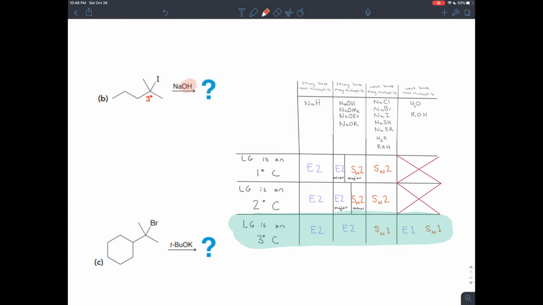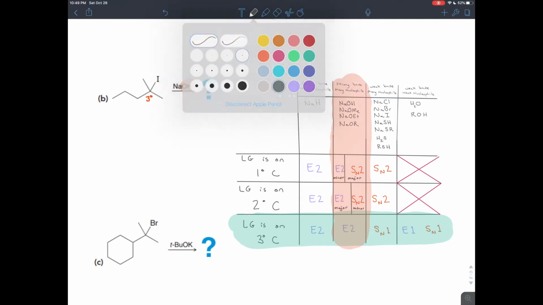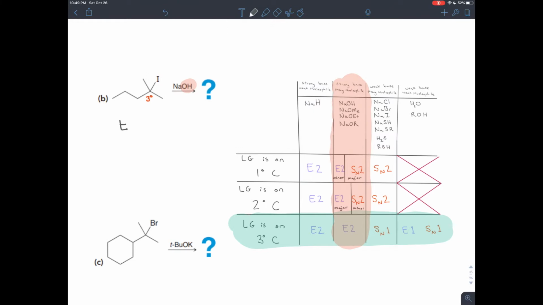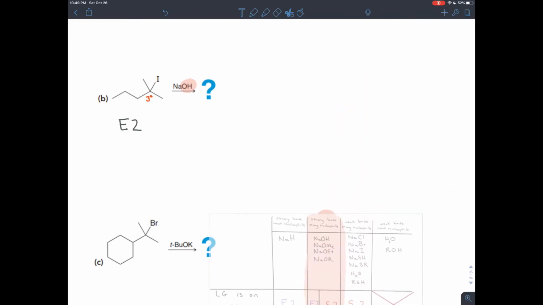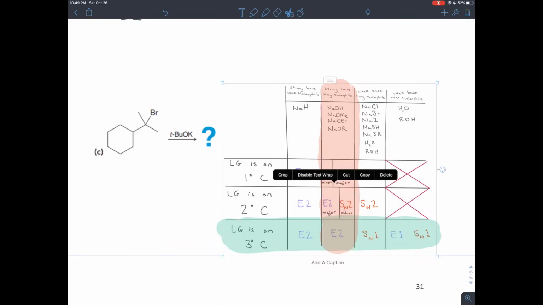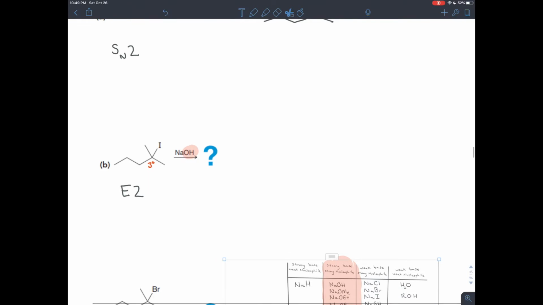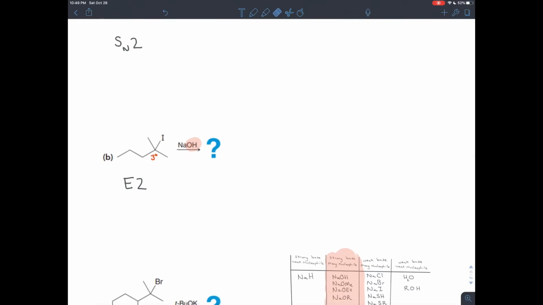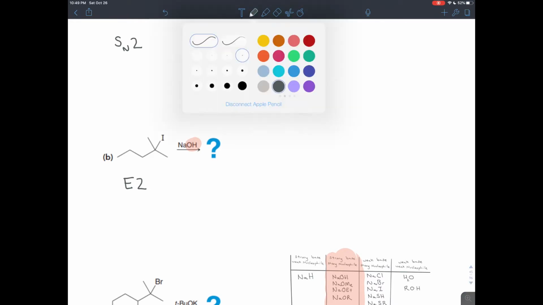Our nucleophile is OH, NaOH. NaOH is a strong base and a strong nucleophile. Now, the place where that column overlaps with the row that we have, we can see the mechanism. This is only going to give us an E2 mechanism. Whatever products we get, they will be the products we get from an E2 reaction. Okay, well, so that's part of the problem, but now we need to think about what type of products we can get in an E2 reaction.